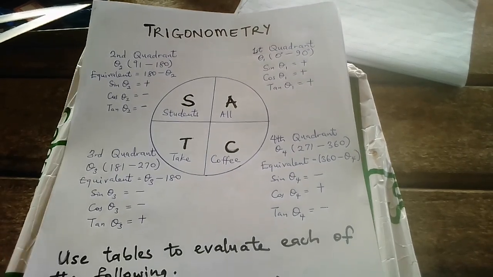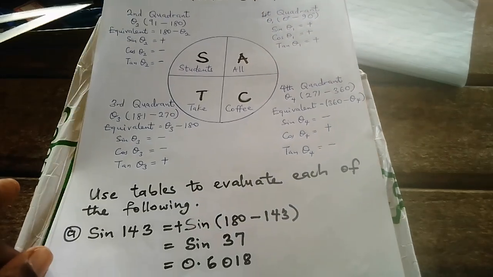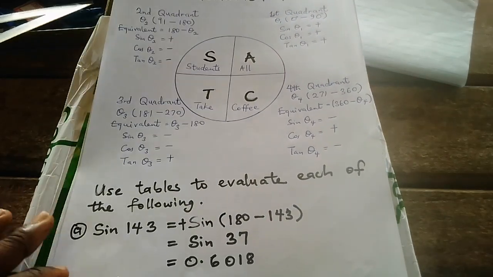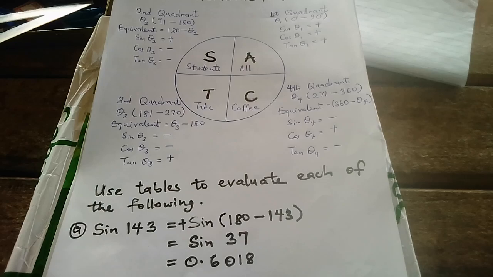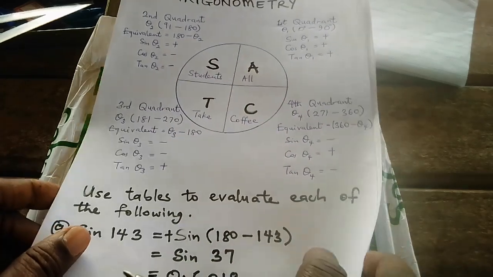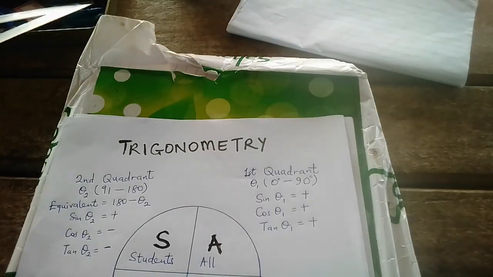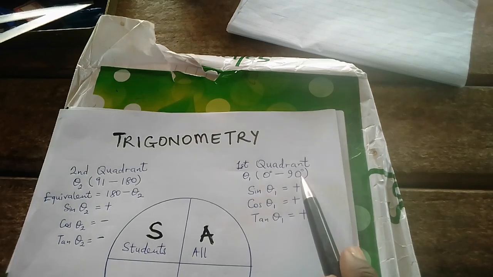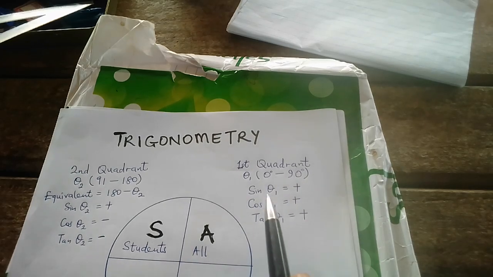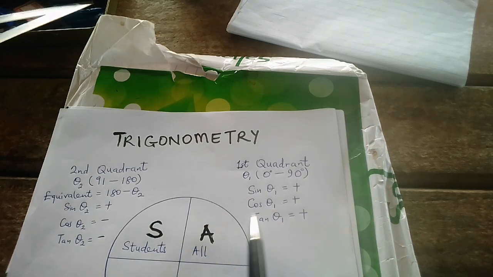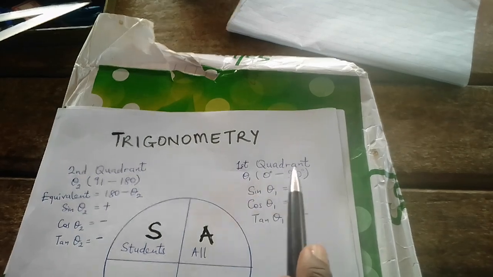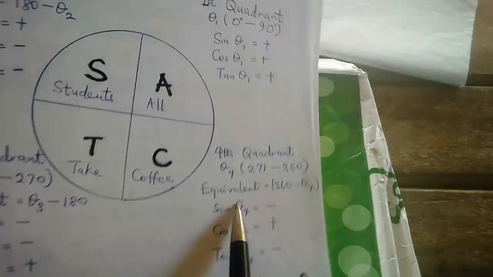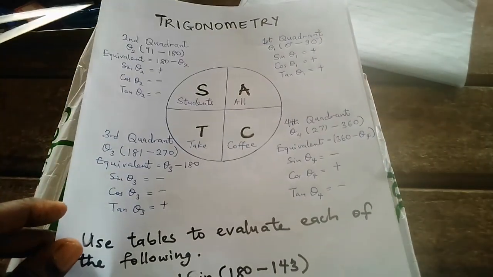Now let's look at how you apply it to look for the angles. For any angle between 0 and 90, the value will always be positive. So sine theta, cos theta, and tan theta from angle 0 to 90 will always be positive.